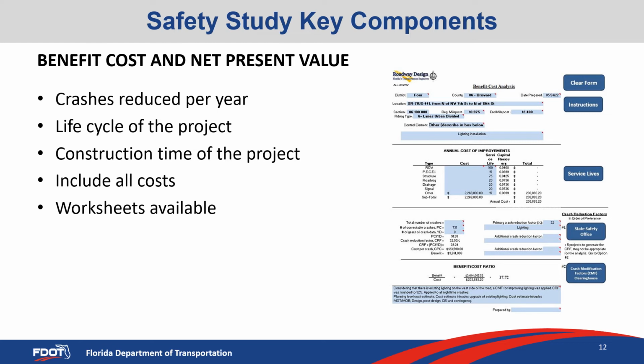We have the cost estimate, we have the reduction in crashes, we have stakeholder buy-in. Now we have to do the financial analysis: the benefit, cost, and net present value. Generally, this takes the crashes that are being reduced per year, the life cycle of the project, how long it is going to last, the construction time of the project from beginning to end, making sure to include all of the costs we discussed earlier to get the full representation of the cost of the project.